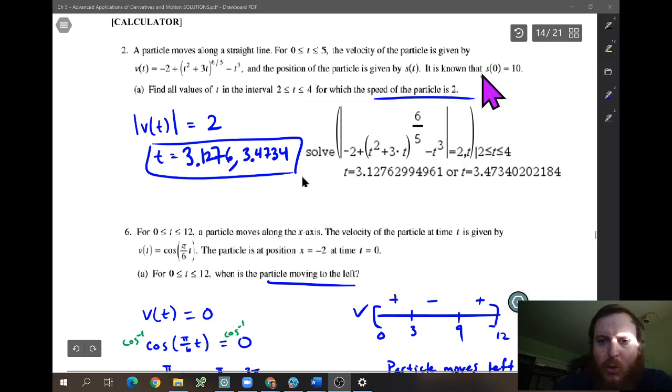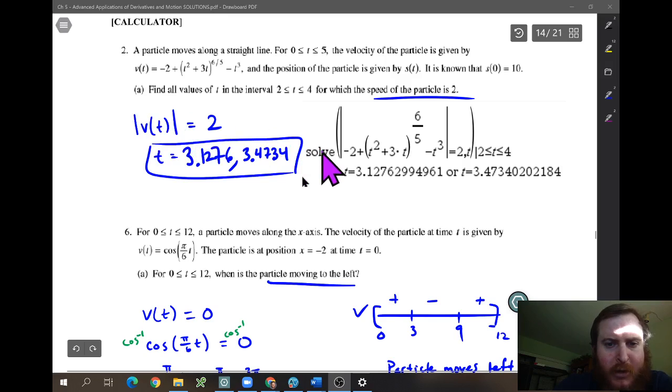And we also know that s of 0 is 10. This is probably for another chapter where we have to take the integral. So for right now, the only question we have is find all of the intervals where the speed of the particle is 2. This is a little bit different, finding the speed. And so what you need to remember is that speed is just the absolute value of velocity. So we're setting the absolute value of velocity equal to 2.